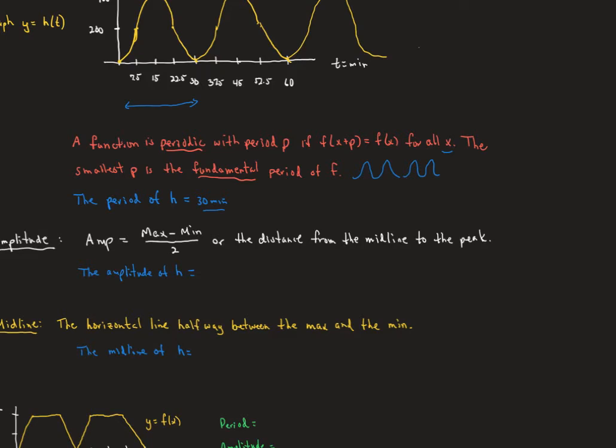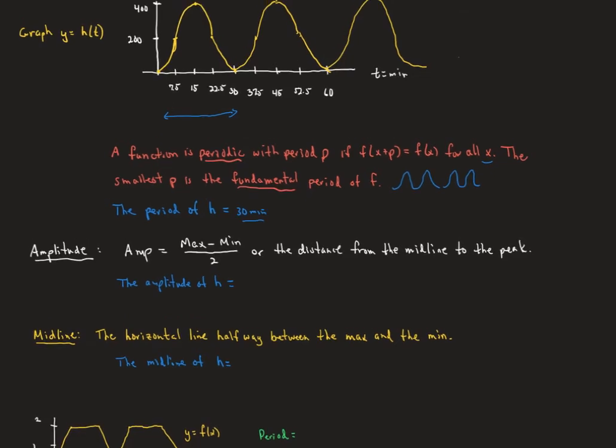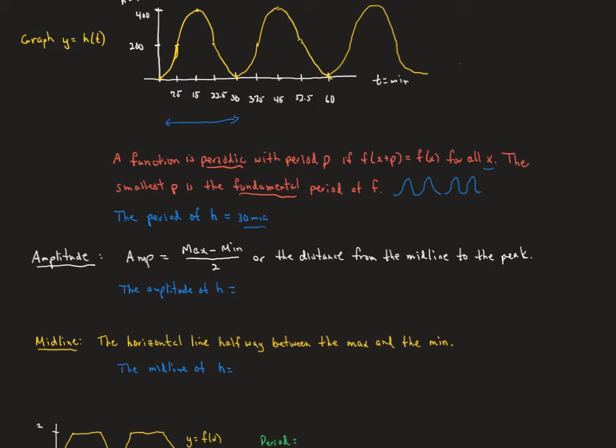Now we also have this idea of what's called an amplitude. In this periodic function, we can see that there is a largest y value and a smallest y value. So one way to describe the amplitude is to take the maximum value, which in our case was 400, minus the smallest value, which in our case was 0, and then divide that by 2. So the amplitude of our periodic function h is 200.